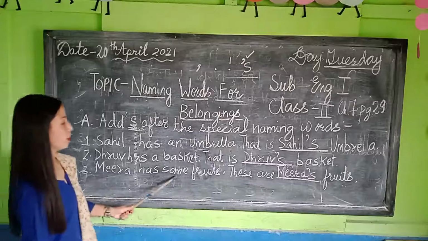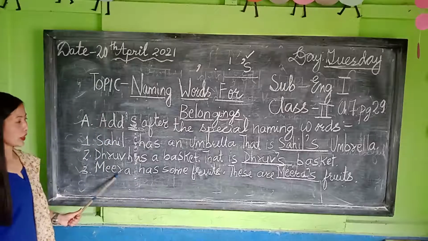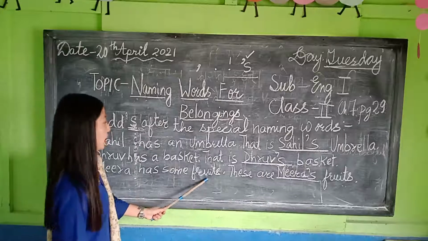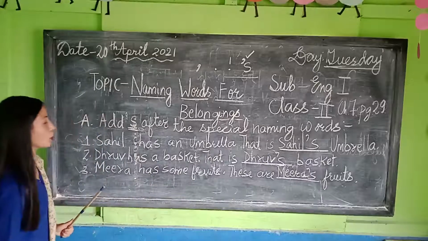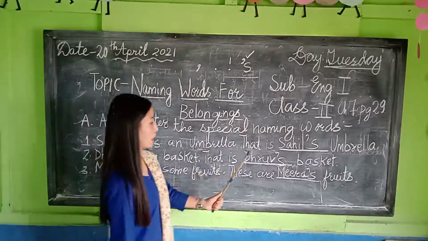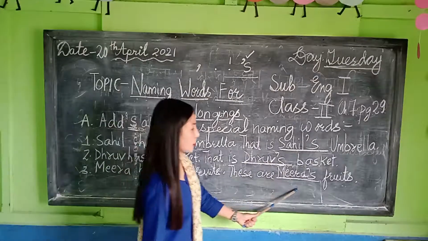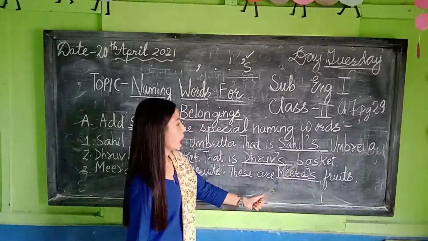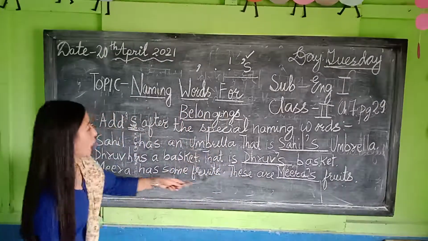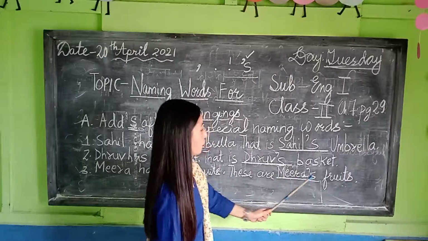Mira has some fruits. Okay, Mira is the naming word and this fruit is the belonging. Now whose belonging? Mira's belonging. So you have to use apostrophe S for this after the naming word here. These are Mira's fruits. Don't get confused, okay? You have to use this apostrophe S, okay? Apostrophe S just after the naming word.